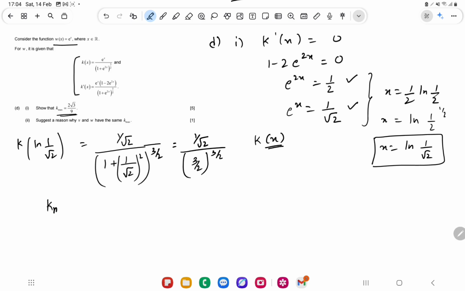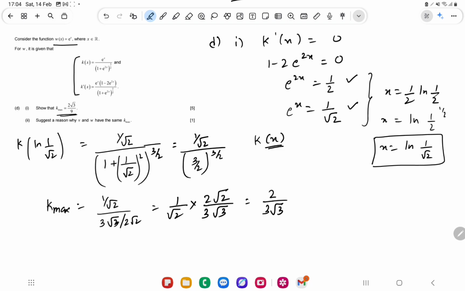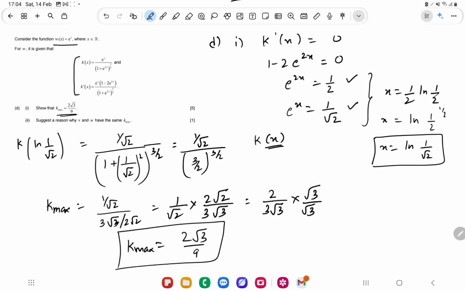So I will get my k max value as 1 by root 2 upon 3 root 3 upon 2 root 2, which is 1 by root 2 into 2 root 2 by 3 root 3, which is 2 by 3 root 3. But again I have to get 9 in the denominator, so I will be rationalizing this. So on rationalizing I will get my answer as 2 root 3 by 9.